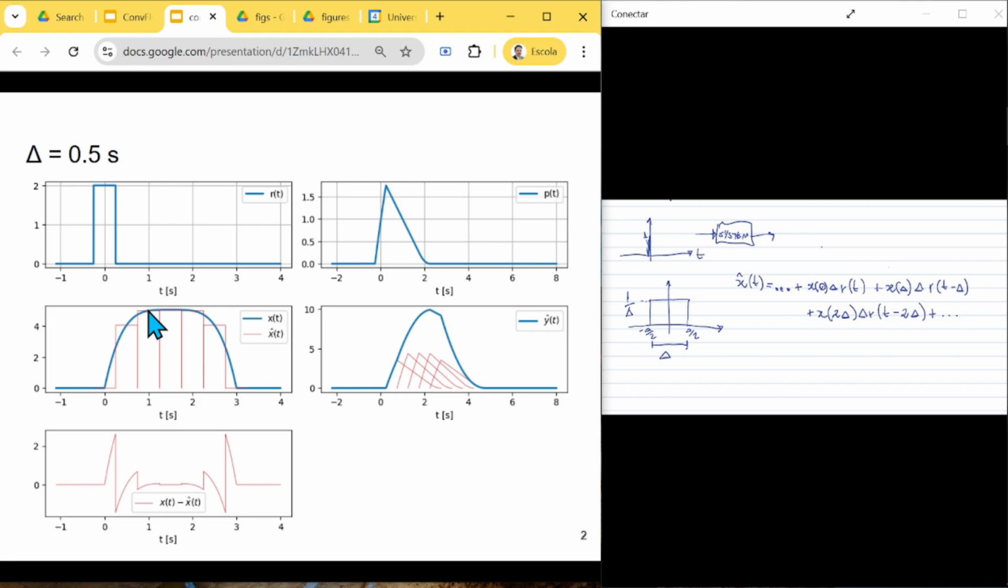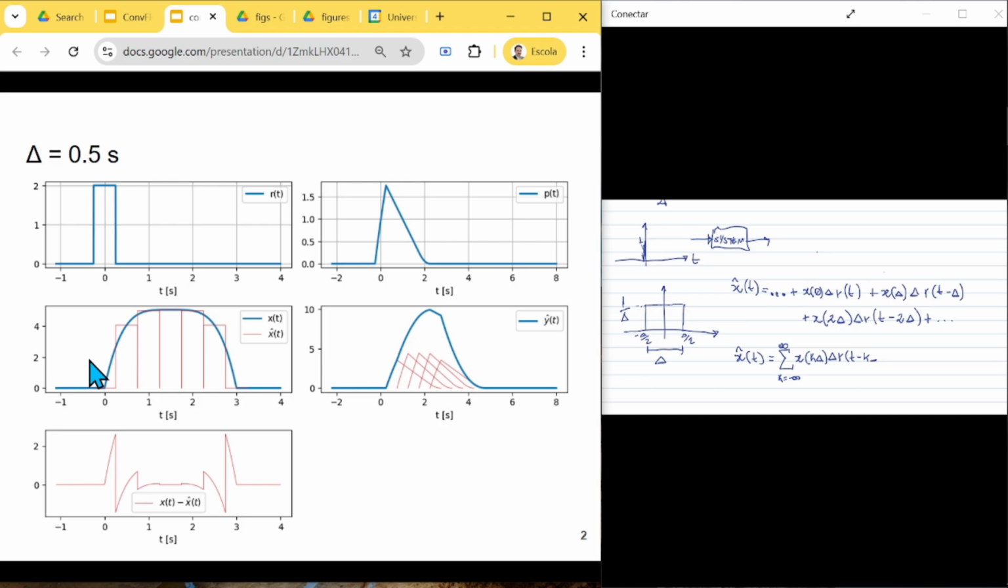And this concept of so on and so forth also applies here. So my signal can have non-zero values from minus infinity to infinity. In this case, it's very short in time, but let's derive the equation for the general case. So our approximation x hat of t can be written like this: sum over k from minus infinity to infinity, x of k delta, times delta to ensure unit amplitude, times r of t minus k delta.